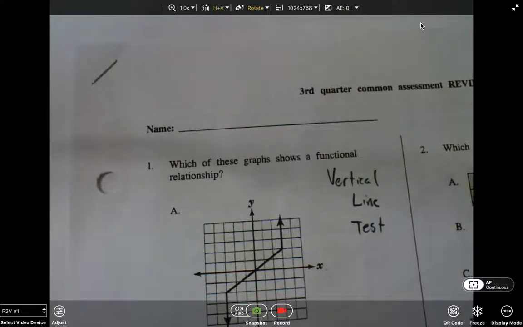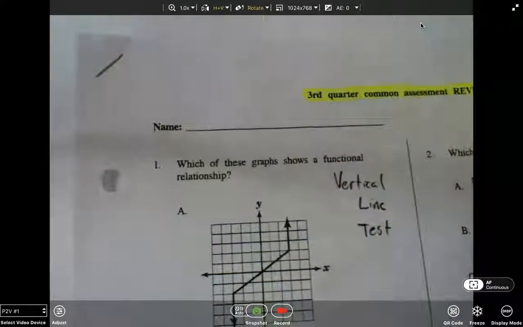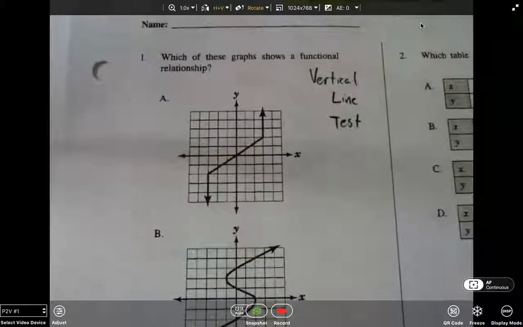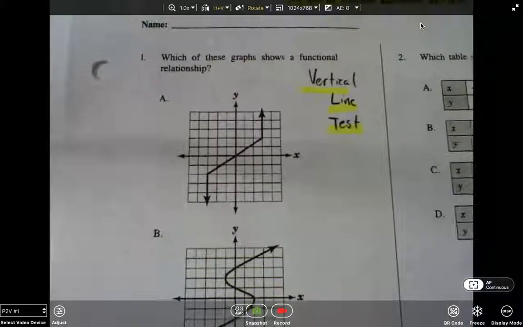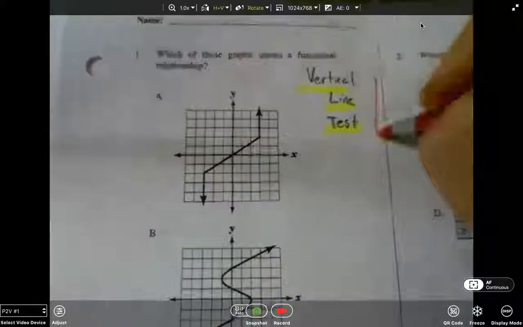All right, in part one of today's third quarter common assessment review, we're going to go over the first 7 questions. In the first few questions, it deals with function, not a function. Whenever you're given a graph to test if it's a function or not a function, you have to do the vertical line test. Vertical line test is up and down.